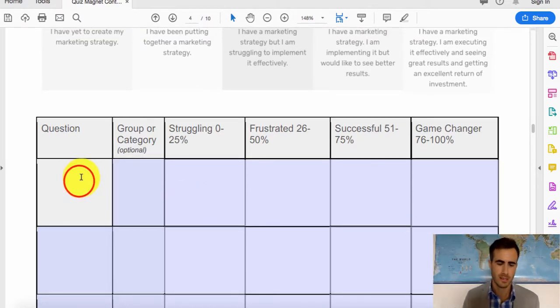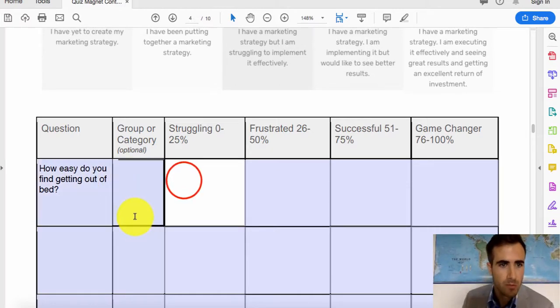So we've got here the question, and let's just say you are running a yoga studio or a yoga business, and some of the things that you've identified that you help people with, or that people are asking questions around, or that ultimately are the benefits and the results in your business. Say one of them is around helping people to get up out of bed in the morning and really spring out of bed and get going for the day. So the question might be something like, how easy do you find getting out of bed? Okay, we've got a question here.